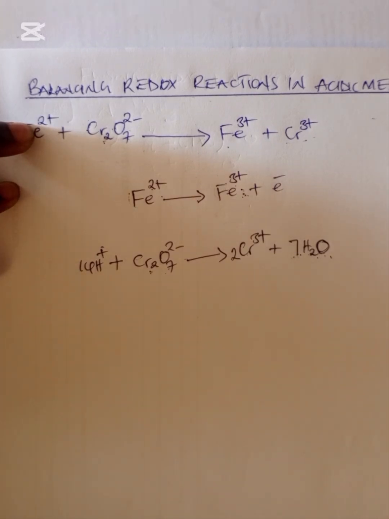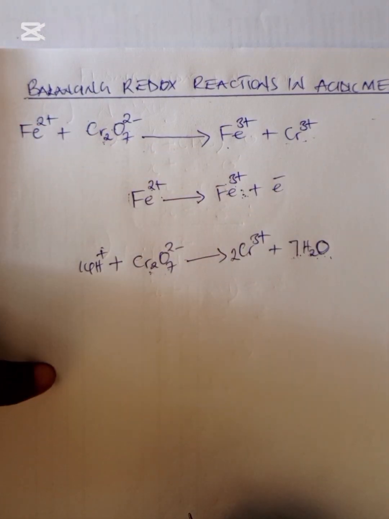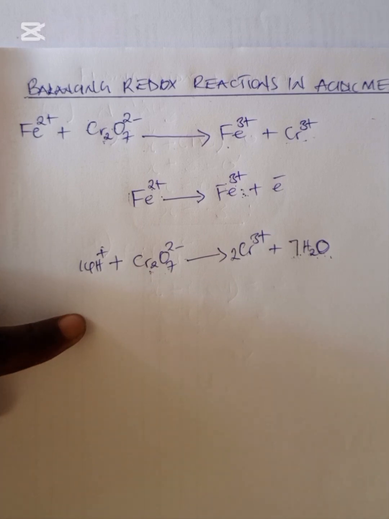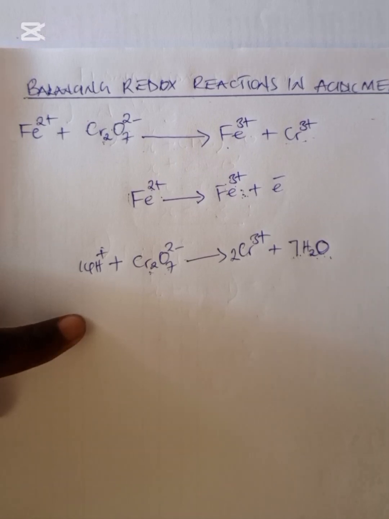Okay, so you always balance the charges using electrons. And after that, you come to the other step, which is to make sure that the electrons are balanced. So how do you balance the electrons before you even cancel?